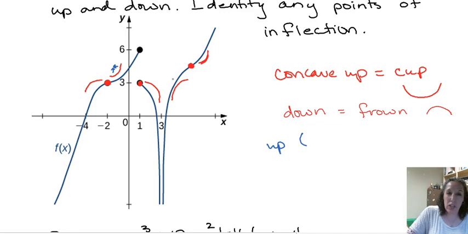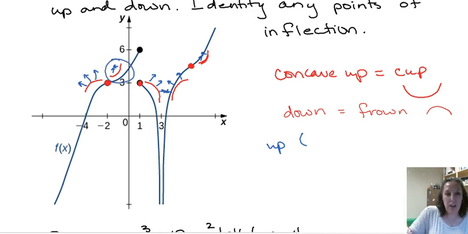Our arrows are pointing closer together when it's concave up. If we talk about arrows that are on the top of the graph, perpendicular to the graph, we see that when it's concave down, our arrows are spreading out. We get that frown shape.